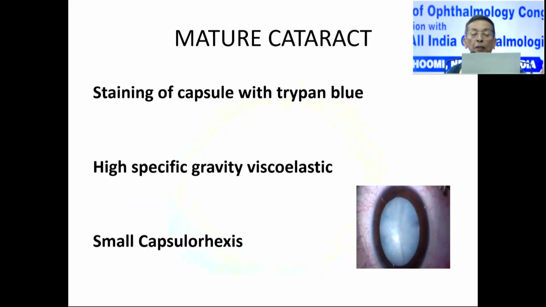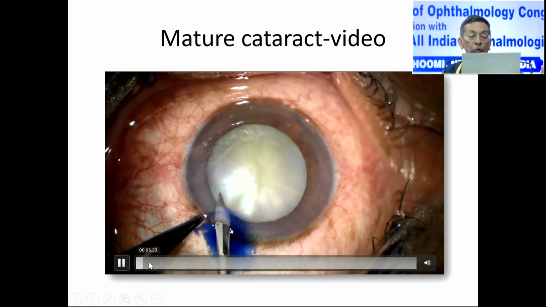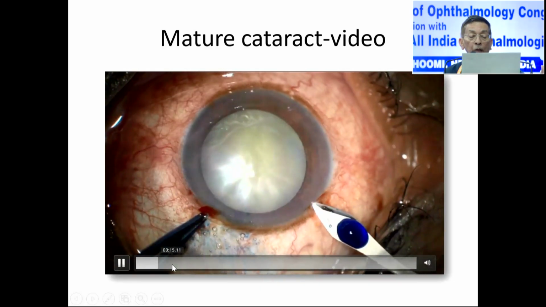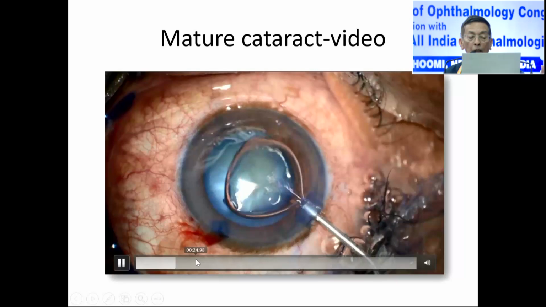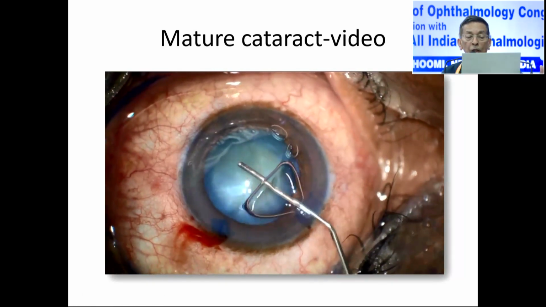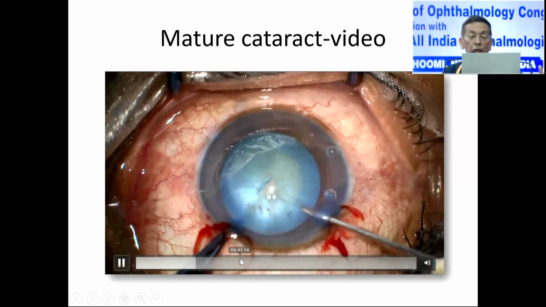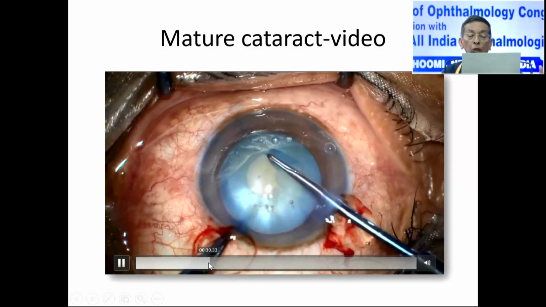And the same with the hypermature cataract, using triamcinolone to stain. Good viscoelastic, especially I use Viscoat because it has a retentive tendency and it gives a good pressure on the capsular bag, so you can do the rexis very well.